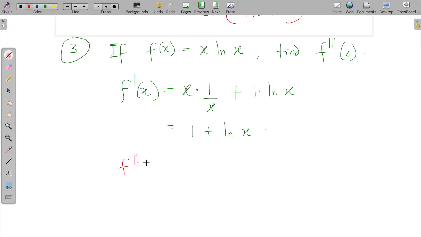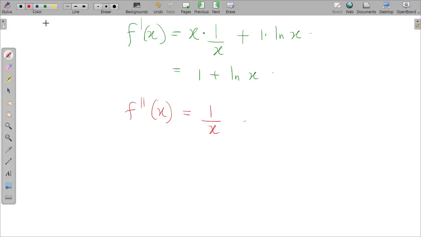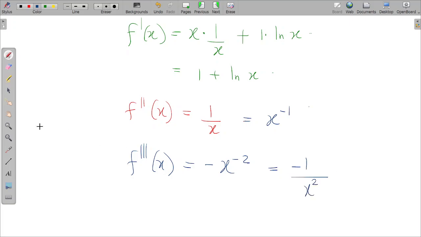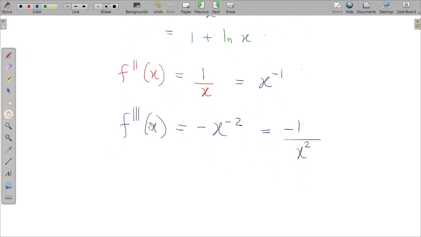Let's go to the second derivative. We are going to the third order derivative. So this is 0. Of course, this is 0. Then this will be 1 over x. Okay. That is the second derivative. Now let's go to the third derivative. In third derivative, this is same thing as x to the power of minus 1. Okay, so you can have minus x to the power of minus 2. Okay, that will give us minus 1 over x squared. Okay, that is the third derivative.